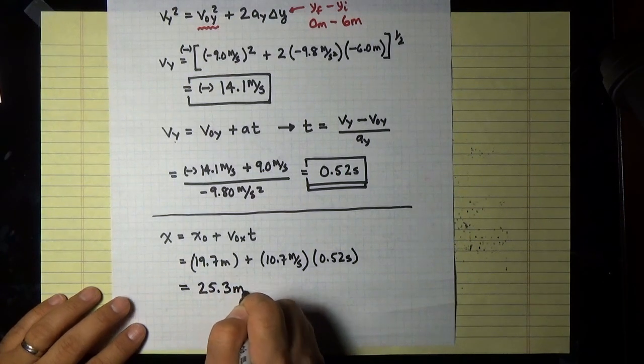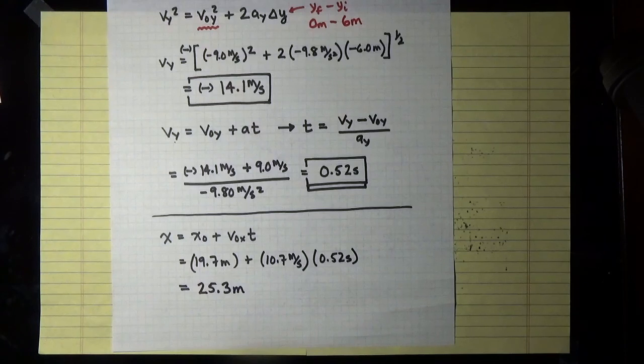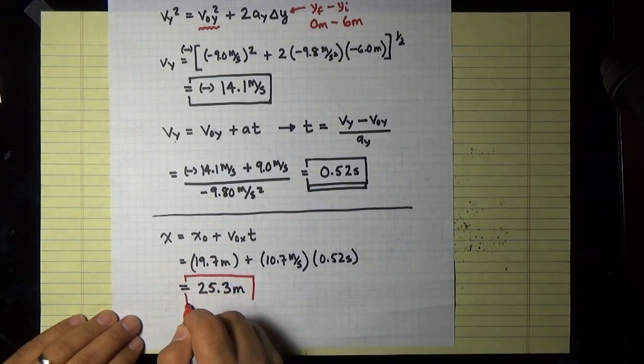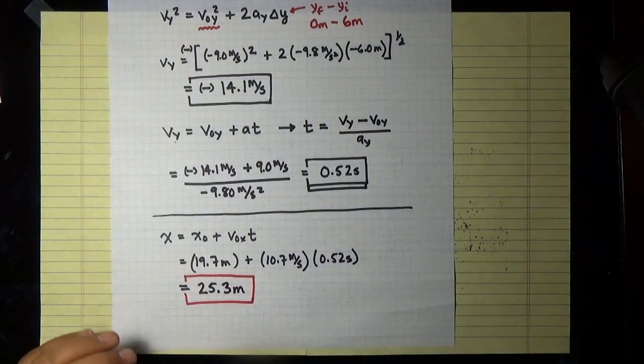In the end, the final x distance is 25.3 meters. So that is the distance from the end of the ramp that we need to place the pool of water such that I hit the pool and don't die an unseemly death, all in the name of physics. That's what the whole game is all about, and I'll talk to you again next time.